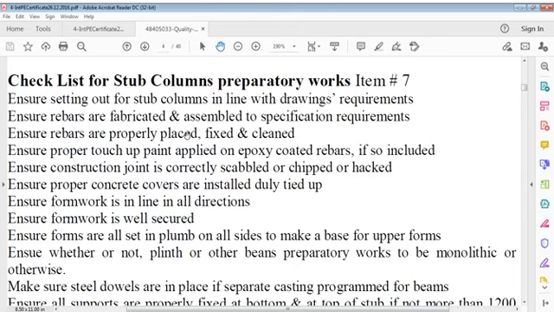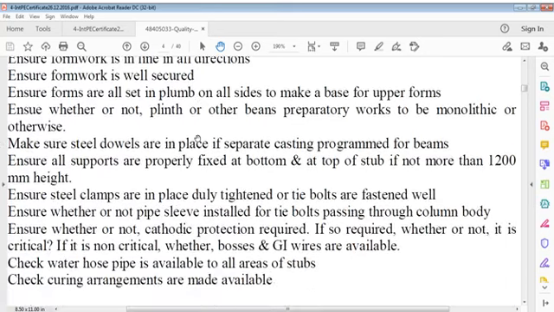Formwork is in line in all directions, and well secured. Forms are all set plumb and on lines, all sides, to make a base for upper forms. Make sure whether or not plinth or other beams preparatory works are to be monolithic or otherwise, meaning there are certain specifications on drawings that this beam has to be monolithic, otherwise it doesn't make much difference.